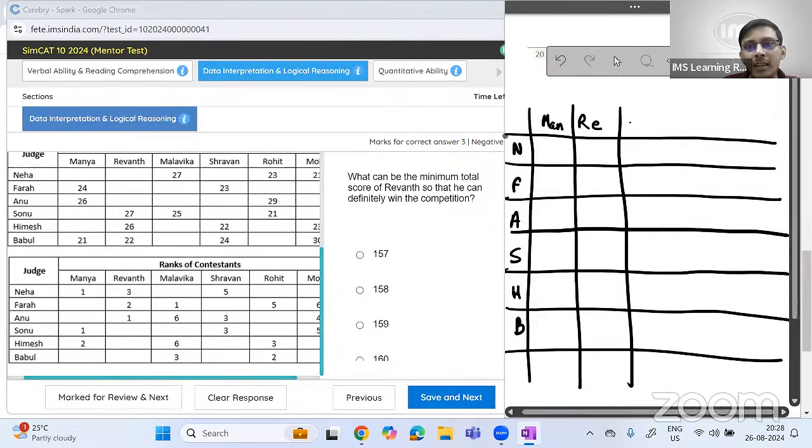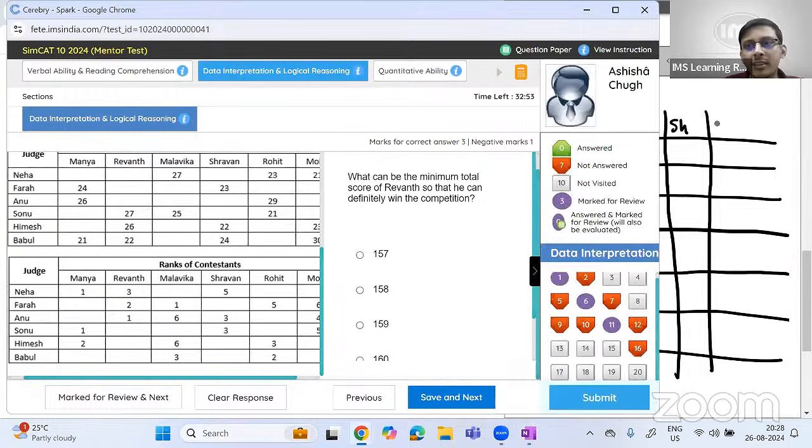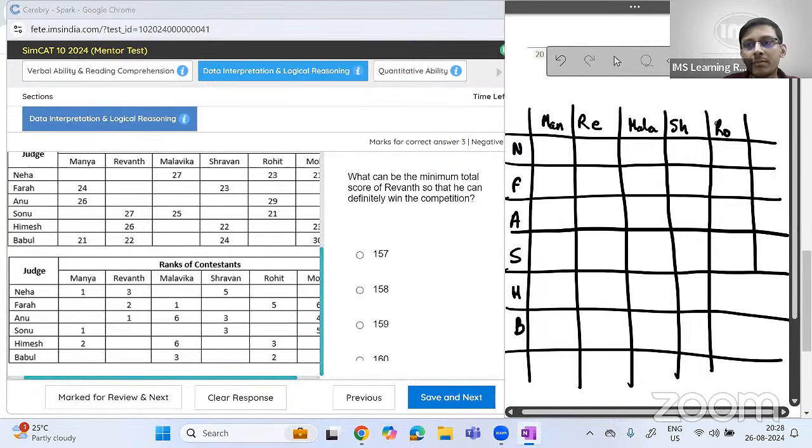Okay, Revant, Mala, MALA. Then Shravan, SH. Then, okay, Rohit, Mohit. Rohit is RO. Mohit is M.